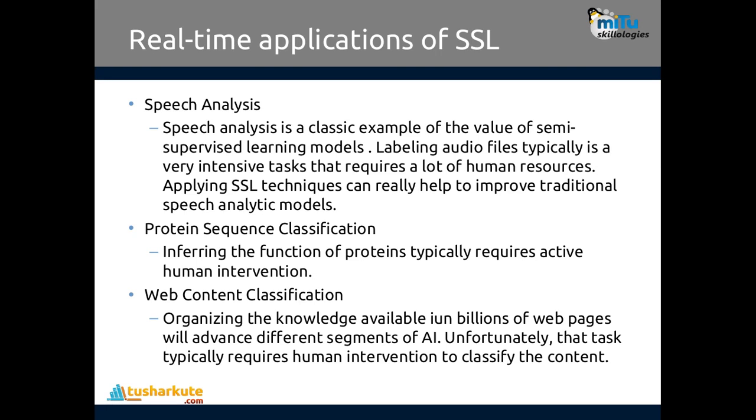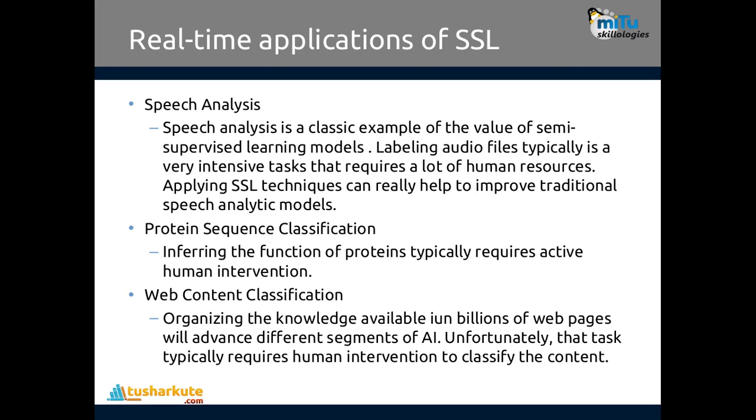Web content classification, a very interesting algorithm which works on the web. Organizing the knowledge available in billions of web pages will advance different segments of AI. Unfortunately, that task typically requires human intervention to classify the content. What sort of content is available on a particular web page, we can classify with the help of semi-supervised learning. Get the labels from the originally available data, or the news or information on the web page, and predict new labels for the new data present on the web page. So this is web content classification.